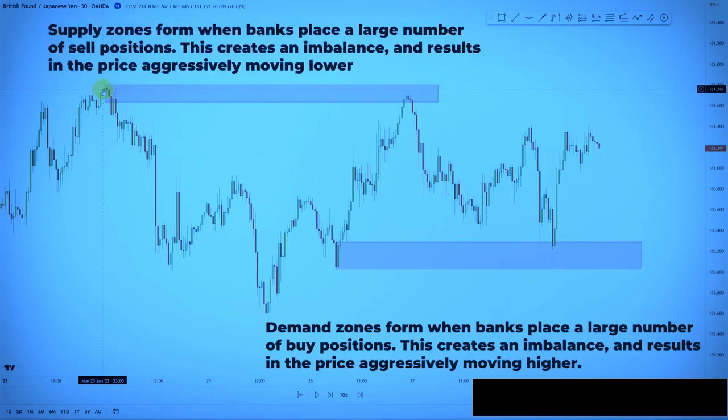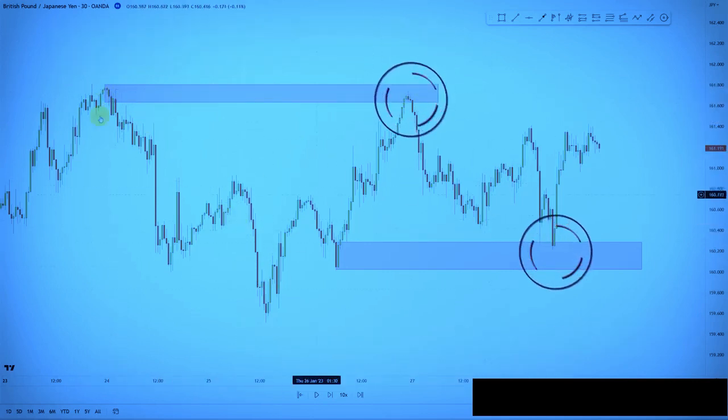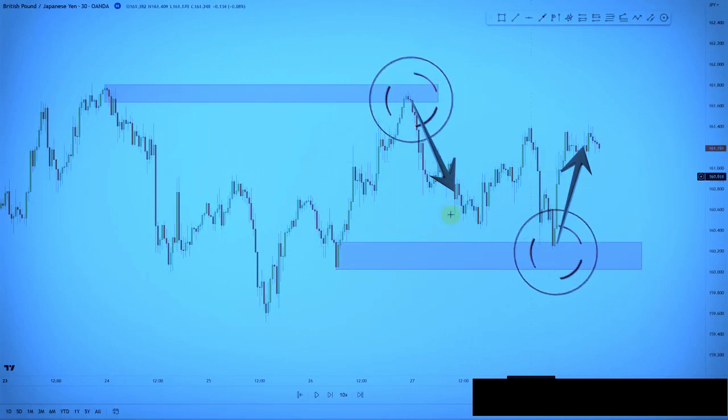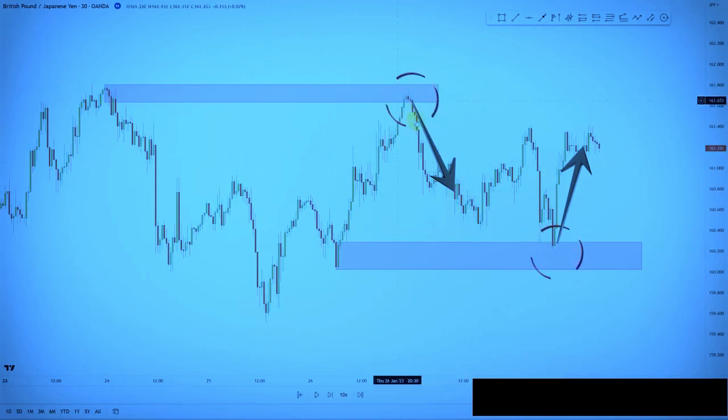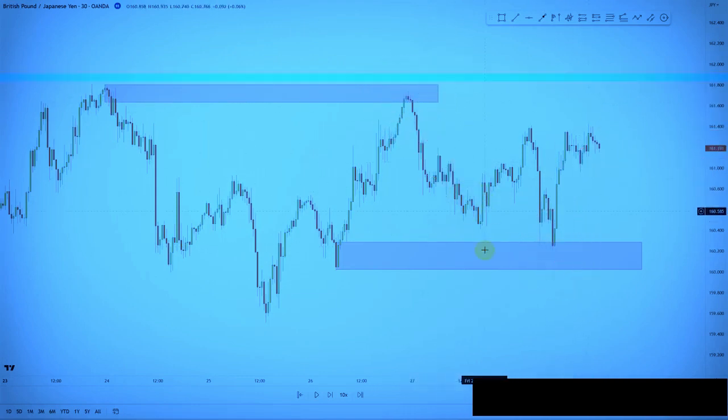Supply zones are points where the banks place a significant number of sell positions, resulting in price aggressively moving lower. These are the resistance points where price could fall. And if price returns to a certain supply or demand zone, it has a high probability of rejecting these areas.